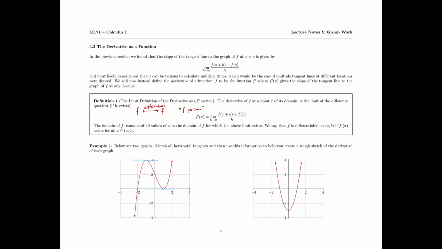I'm going to draw, I'm going to take my locations, my x values, where we have horizontal tangents, and then I'm just going to mark that location. Because if the slope is 0, that means the graph of the derivative has to cross the x-axis, because this is a value of 0. So a slope of 0 means it has to cross the x-axis there. Similarly, this has to cross the x-axis here.